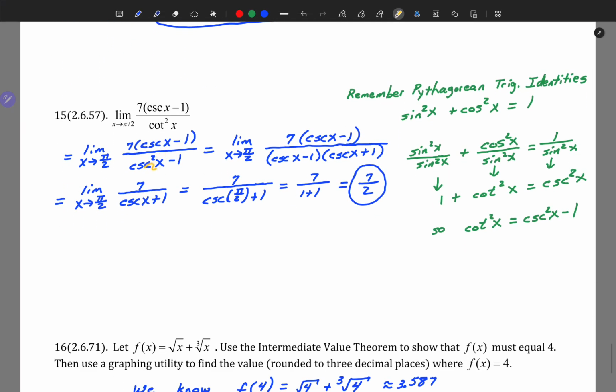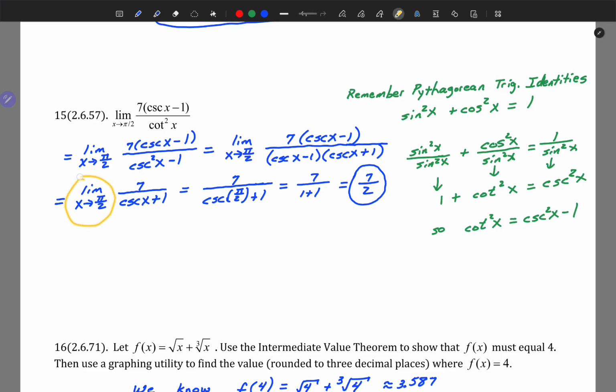I see that cosecant squared x minus 1 is a difference of 2 squares. It can factor by cosecant x minus 1 times cosecant x plus 1. The cosecant x minus 1 is the factor that cancels with the numerator, and that's beautiful because then I can evaluate my leftover part of the function. The limit as x approaches pi over 2 of 7 over cosecant x plus 1. Again, cosecant of pi over 2 is going to be 1.